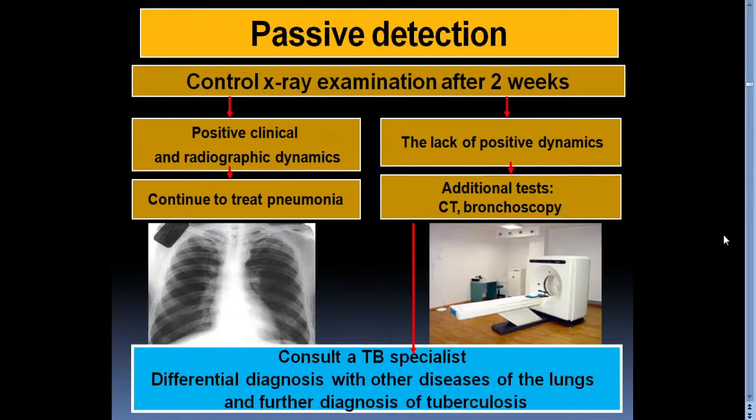If at control X-ray examination after 2 weeks there is positive clinical and radiographic dynamics, we continue to treat non-specific pneumonia. If after treatment there is a lack of positive dynamics, additional tests are needed: a CT scan and bronchoscopy, and consultation of a TB specialist for differential diagnosis with other diseases of the lungs and further diagnosis of tuberculosis.